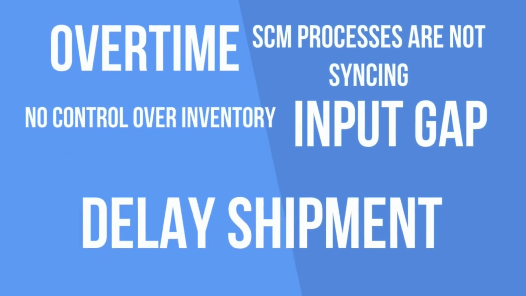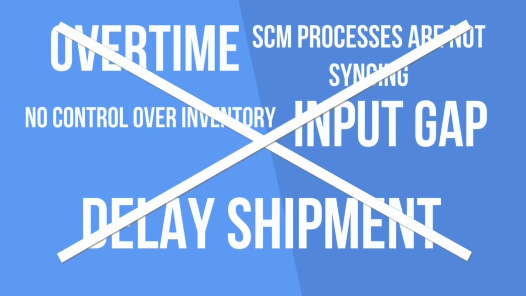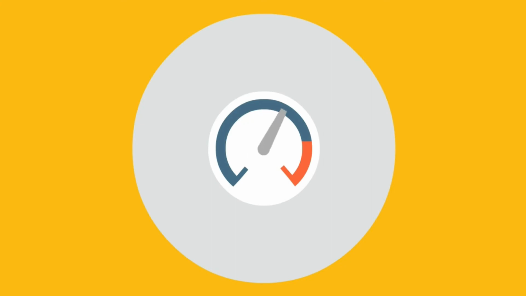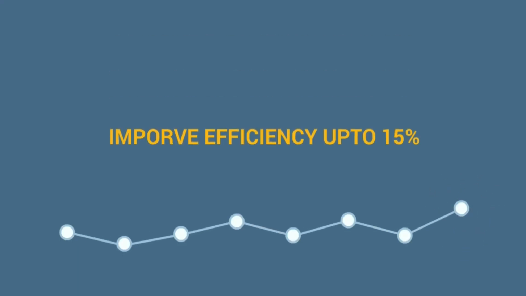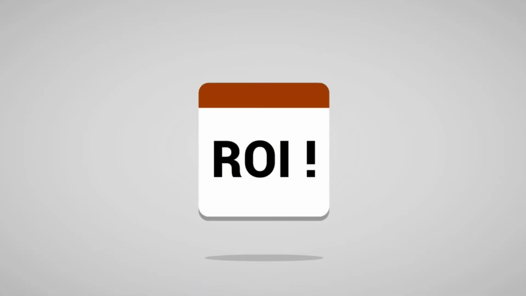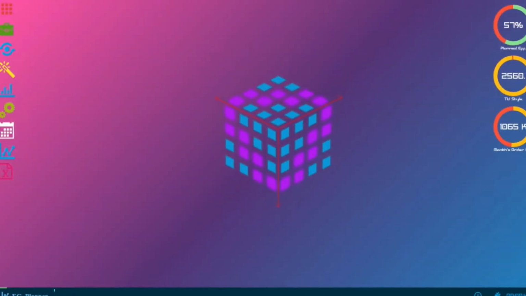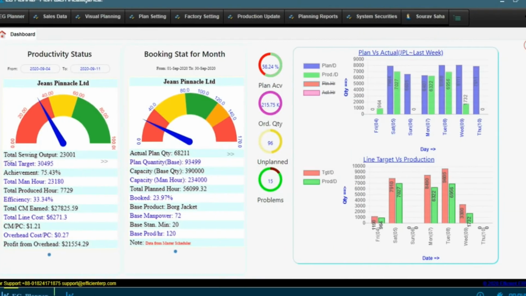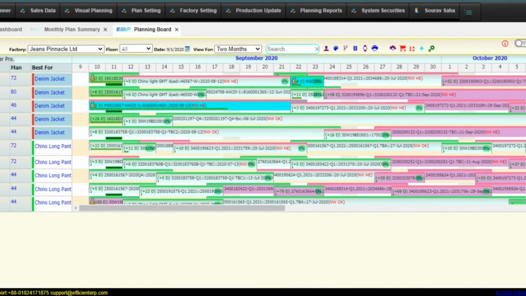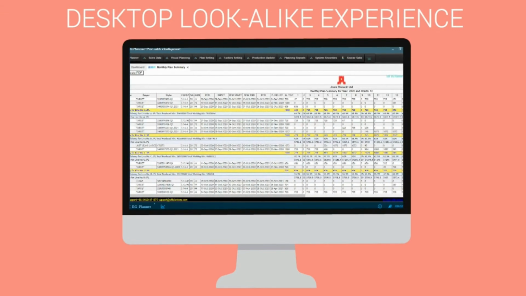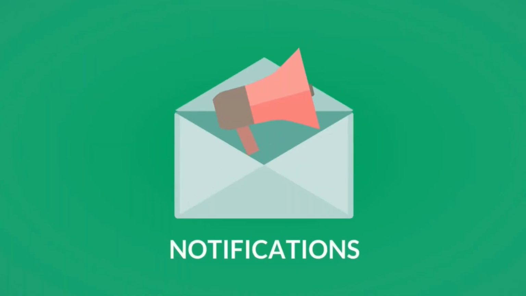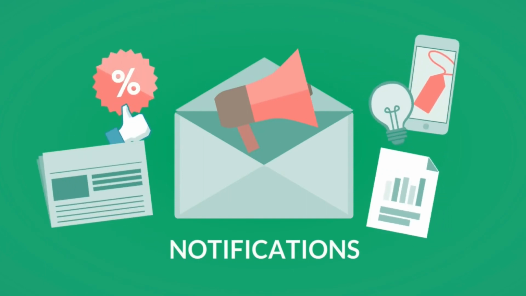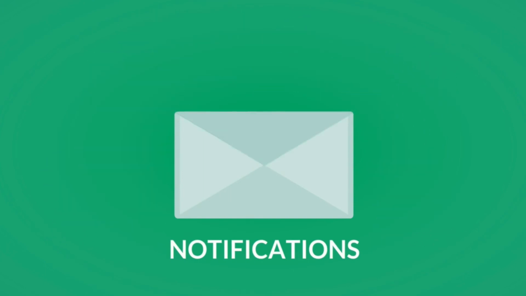Forget about all the hassles you have been going through for so long. Optimize your factory capacity and improve efficiency up to 15%. Get your return on investment in just 10 days. A dynamically made web-based business solution that gives you a desktop lookalike experience. You also get system-generated email and notifications for better communication and responsiveness.